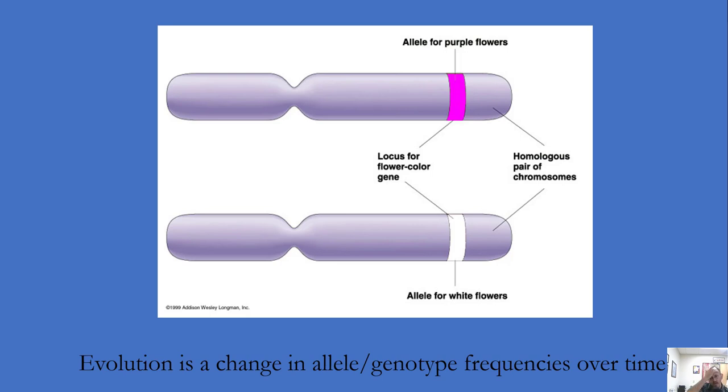Now, one thing I want to point out, you're going to need to work on making sure you understand the difference between genes, alleles, genotypes, phenotypes, okay? Because evolution is essentially a measurement of the change in allele or genotype frequencies over a period of time. So frequencies are just what percentage of the population is that allele, right? And I'll explain that better as we go.